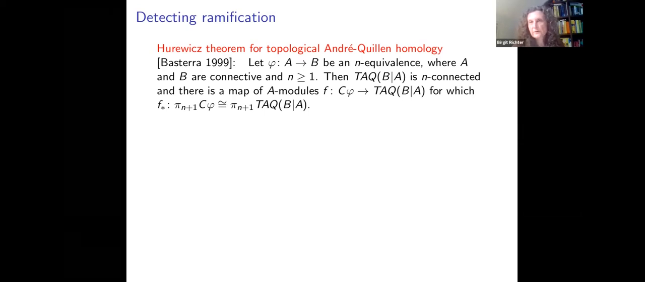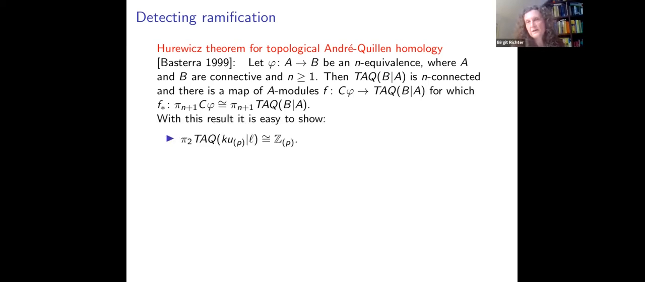Maria Basterra proved a Hurewicz theorem saying if you have connective spectra, so no negative homotopy groups, you have an equivalence on homotopy groups up to some stage, then topological André-Quillen homology also starts at one stage higher up. And you can actually calculate the bottom homotopy group just by calculating the homotopy group of the cofiber. So it's not hard to calculate the bottom homotopy group of TAQ. So our first hope was, well, this might tell us something about the quality of ramification.